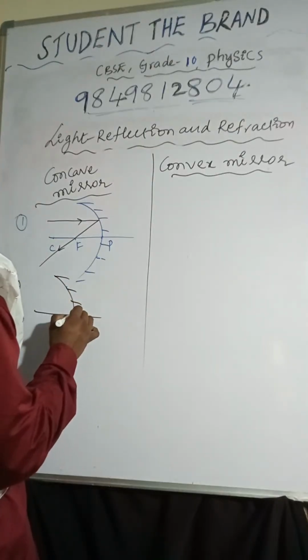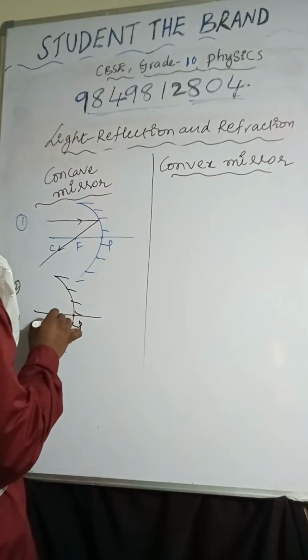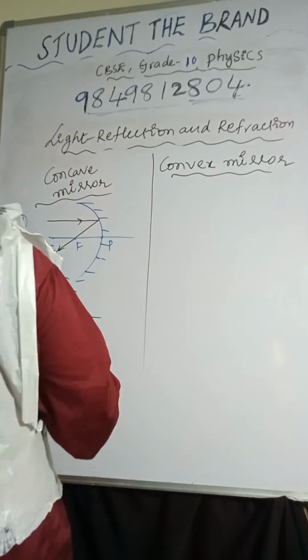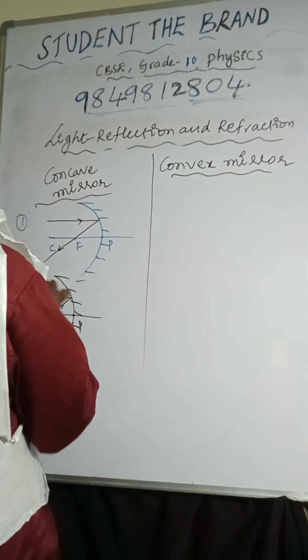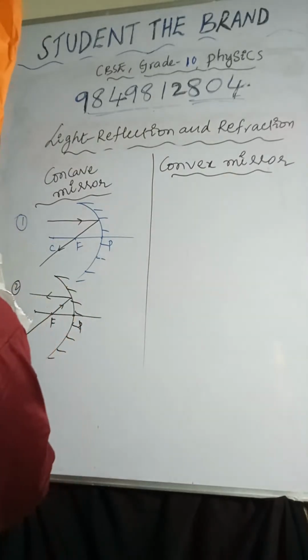So this is the pole, focus, center of curvature. Light ray is passing through focus. After reflection it moves towards infinity. And coming to the third one.